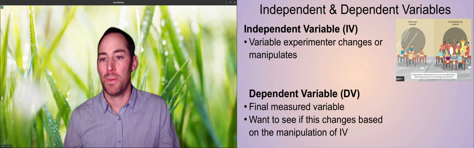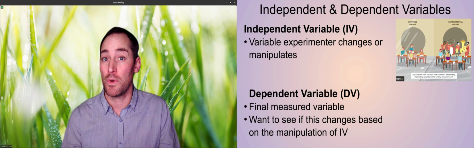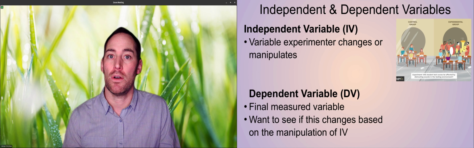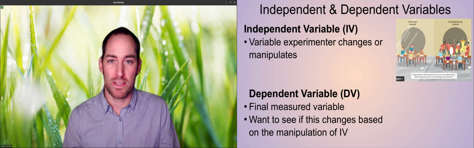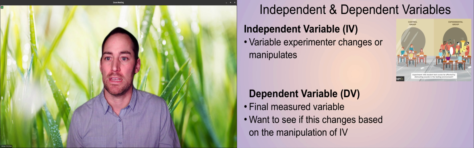So again, independent variable, the experimenter changes or manipulates that one. That is our loud room versus quiet room, our loudness variable. Our dependent variable is a test score, and so that's the final measured variable. We want to see if it changes based on whatever we did to the independent variable.